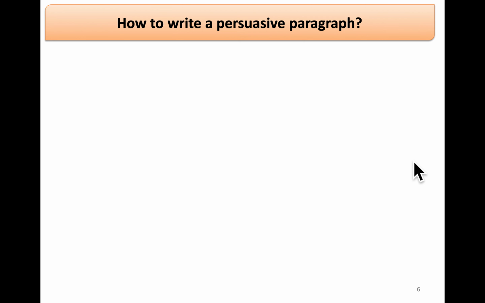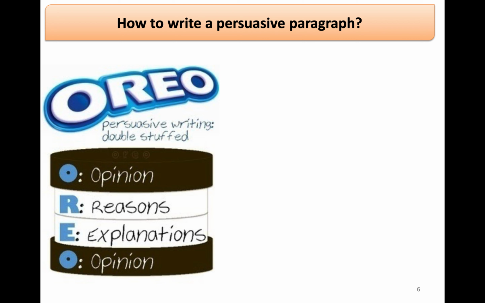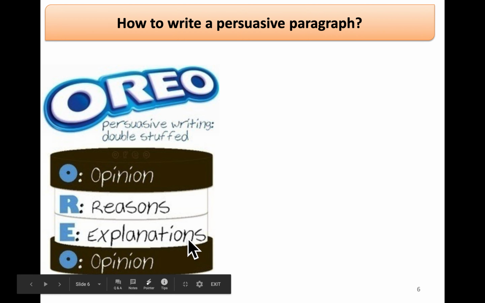Alright, so how do we write a persuasive paragraph? You're sitting there, you're a bit confused, that's okay, I'll walk you through it. You can think of an OREO, a double stuffed OREO. That sounds yummy. So in the beginning is the O, the opinion. What's your opinion? What are you trying to tell me? You're trying to tell me that I should like apples. Next comes the R of OREO, the reasons. You need to give me some reasons so that I can be persuaded, so that I can change my mind to your opinion. Next comes the E for explanations.